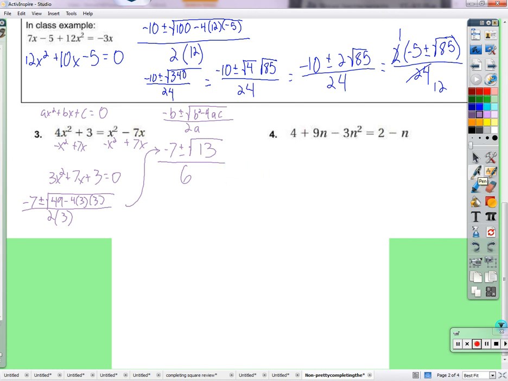Be careful that this line has not shrunk. This whole thing should be still in the numerator. All that stuff that started in the numerator should still be in the numerator. It shouldn't be negative 7 plus or minus root 13 over 6, plus that fraction. Collect all the things on one side together, so that it equals 0. And we follow the quadratic formula.